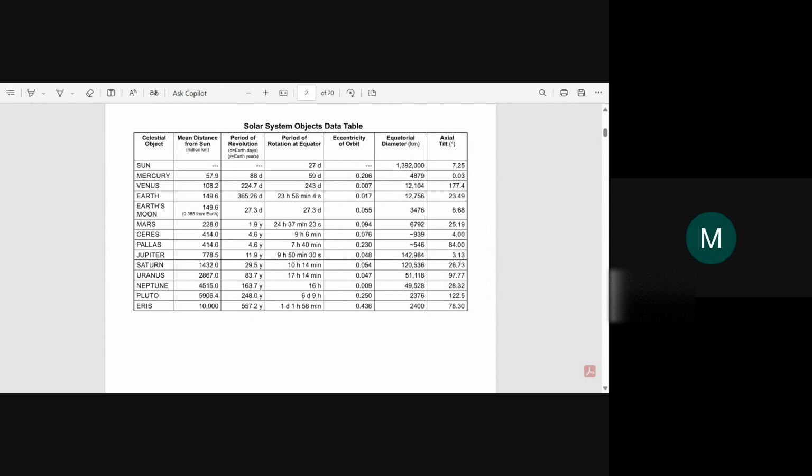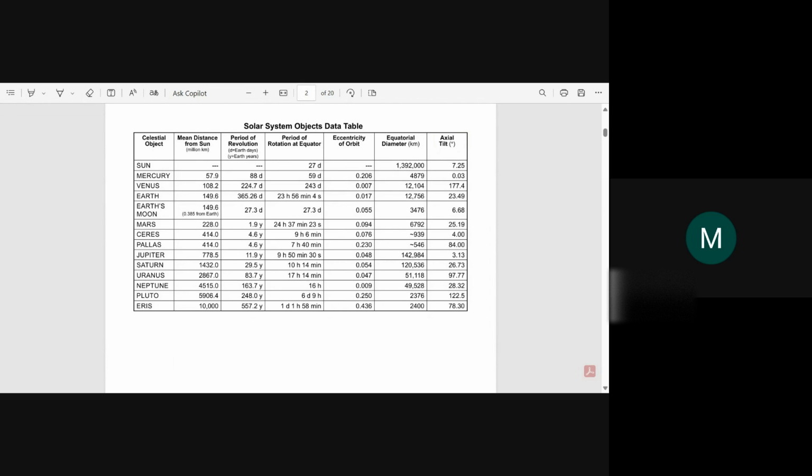So this video is just an explainer on how to read the solar system object data table on page 2 of the new Earth Science, or Earth and Space Science, reference table. If you're familiar with the old reference table, you can see that they've made some changes, some additions. For example, this column right here has the axial tilt, which is basically the tilt of the axis of the named planet.